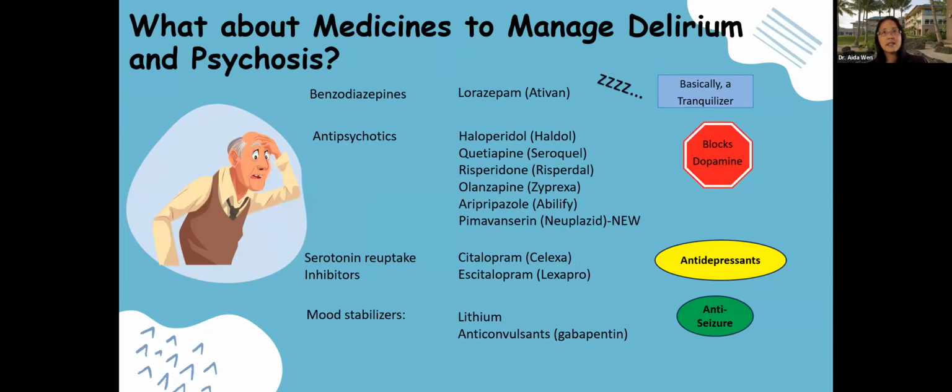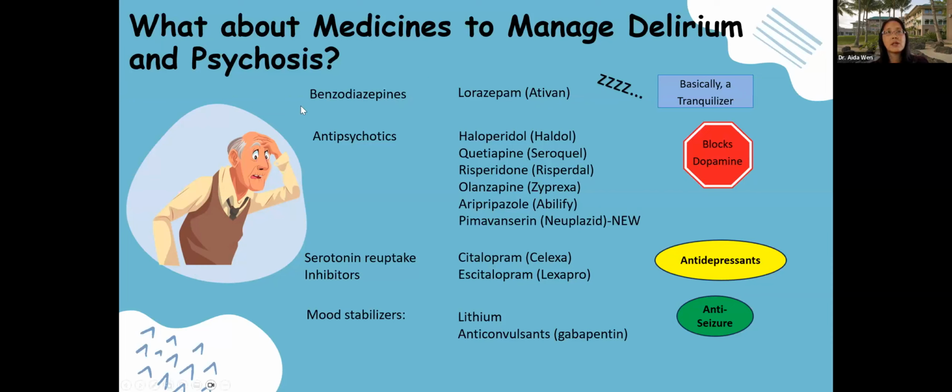And what about medicines to manage delirium and psychosis? I think many of you have heard that there are medicines like, I wrote the classes of medicines here on the left and the specific ones on the right. So benzodiazepines like Ativan. People like to use it because the person falls asleep. It's basically a tranquilizer and they fall asleep. It doesn't actually take care of the delirium. It doesn't do anything to cure them or help them. It just puts them to sleep.